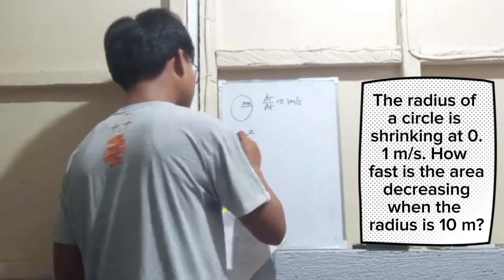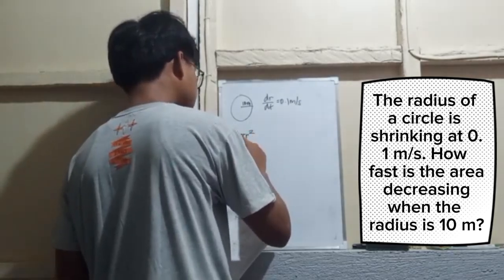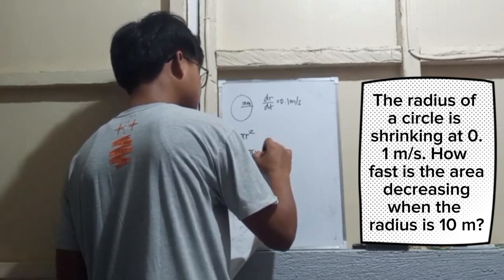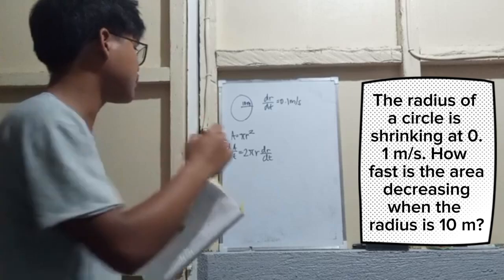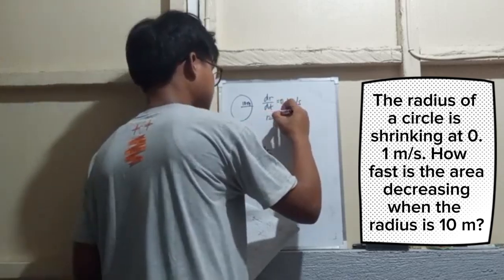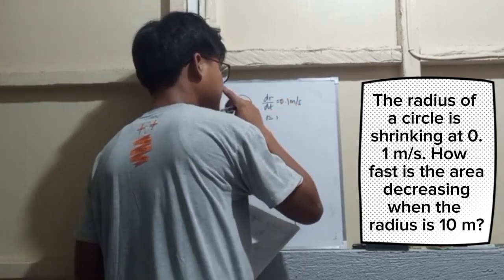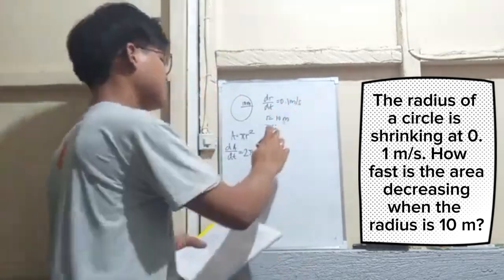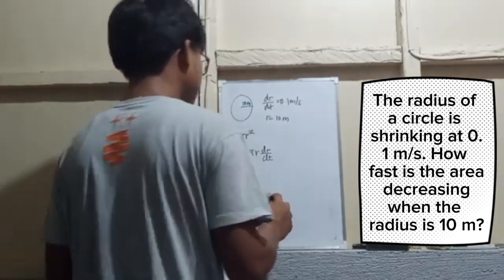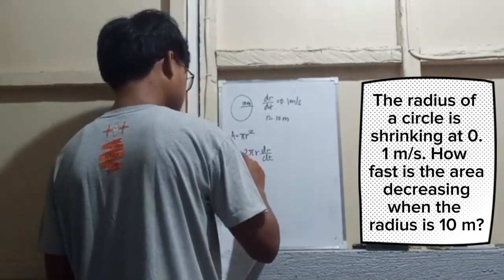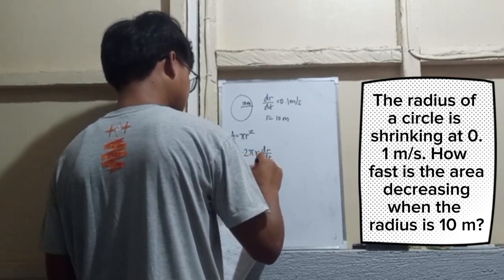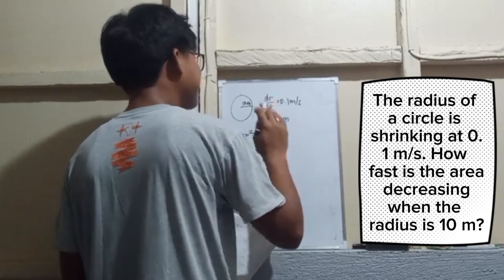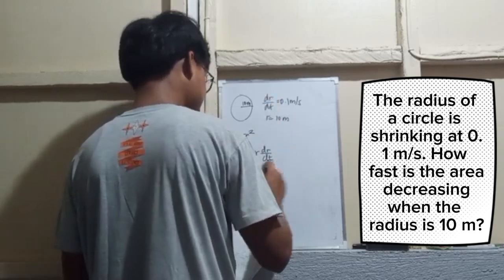Then, differentiate the formula, we will now get dA over dt equals 2 pi r times dr over dt. So now that we have the value of the given 10 meters, we'll substitute the given values into the formula. So dA over dt, copy, then 2 pi, r is equal to 10, then our dr over dt is equal to 0.1. Then solve.